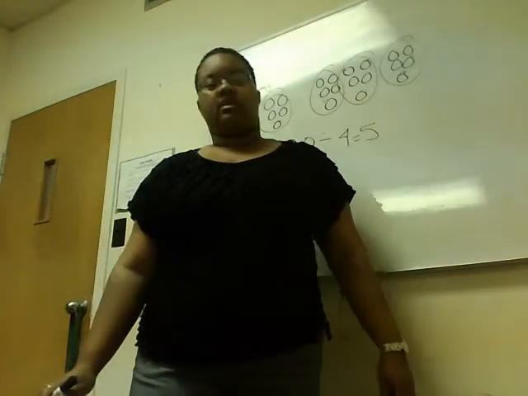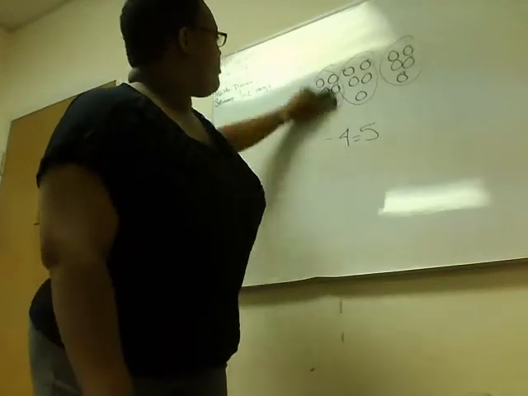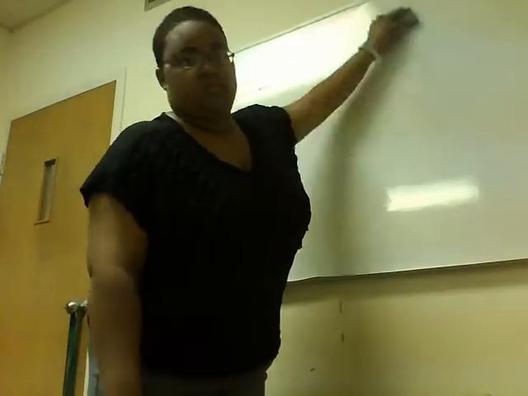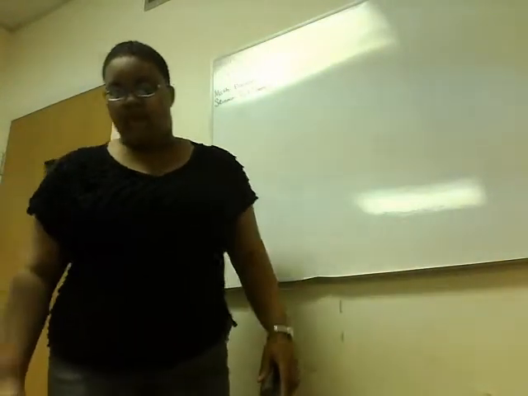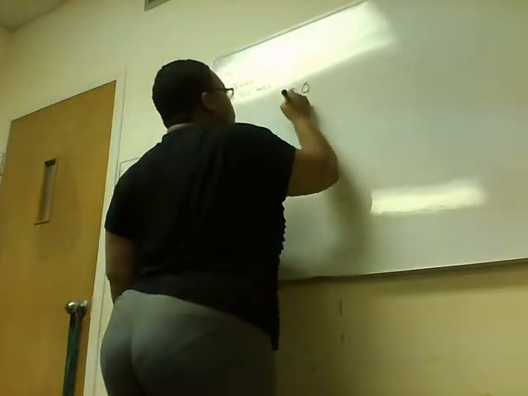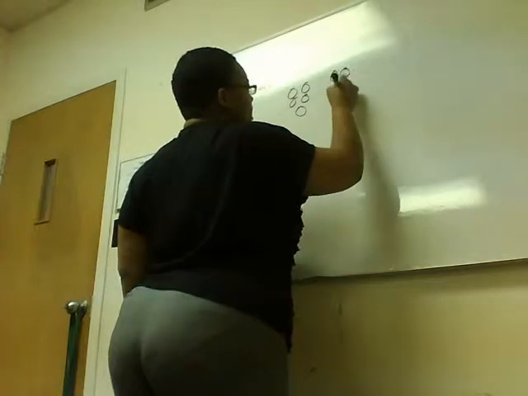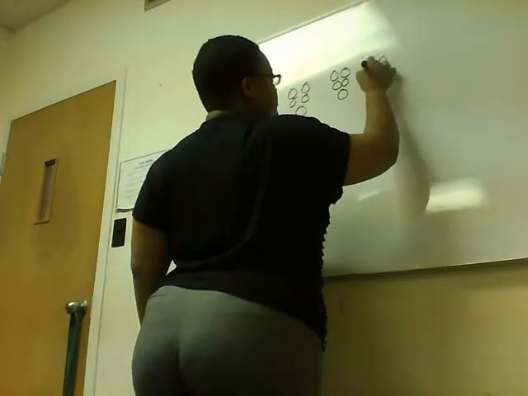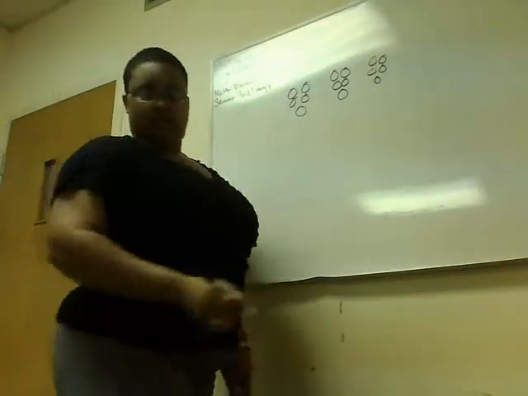So let's do some practice. Let's do a little practice here. All right. Let's look at number 1. We have some more circles of 5, right? Yes, ma'am. How many circles of 5 do we have? 3 circles? Yes. 3. All right.